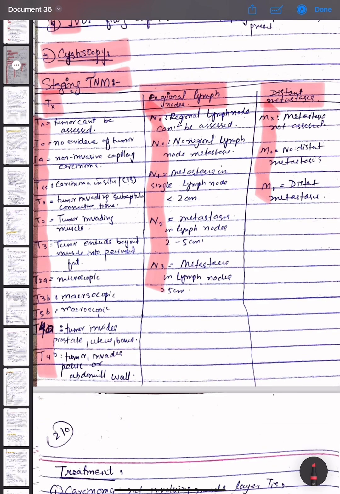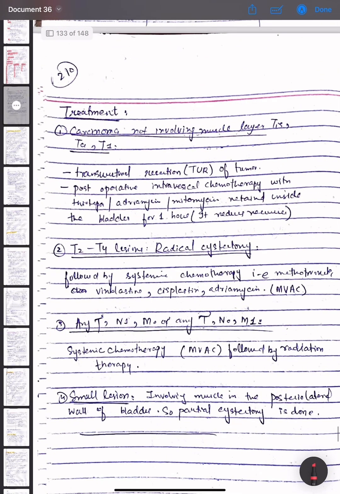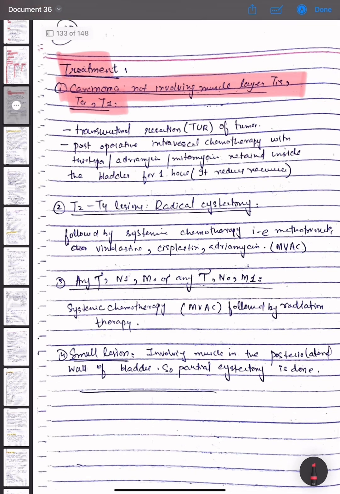Then we come to the treatment, that is carcinoma not involving the muscle layer. What is the treatment option for the carcinoma that is not involving the muscle layer? That is Tis, Ta, and T1. So transurethral resection is done for the tumor. Post-operative intravesical chemotherapy with thiotepa, adriamycin, or mitomycin is retained inside the bladder for 1 hour.